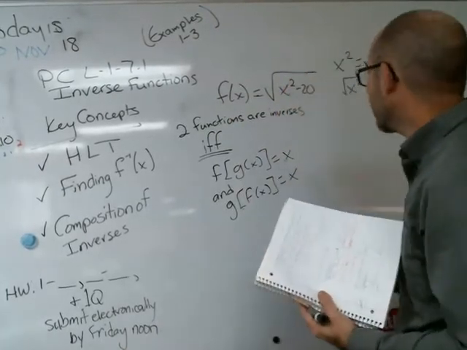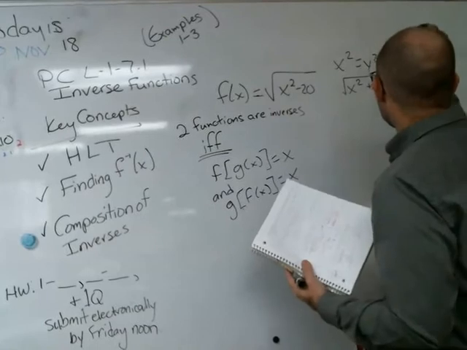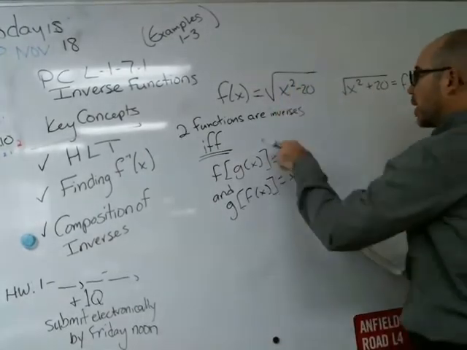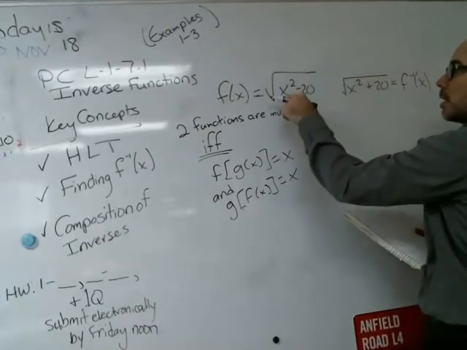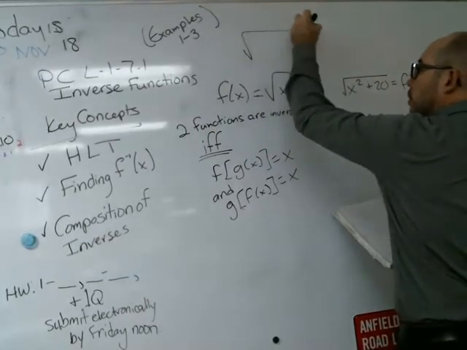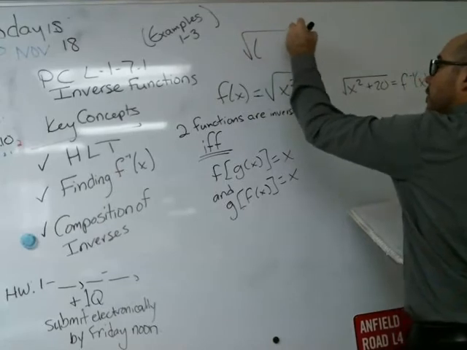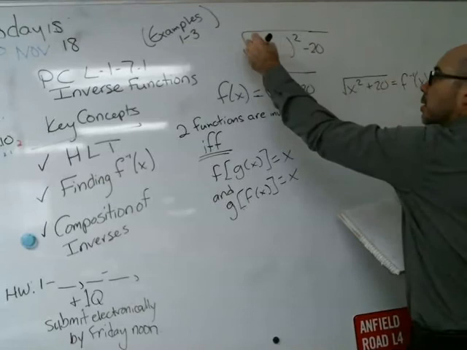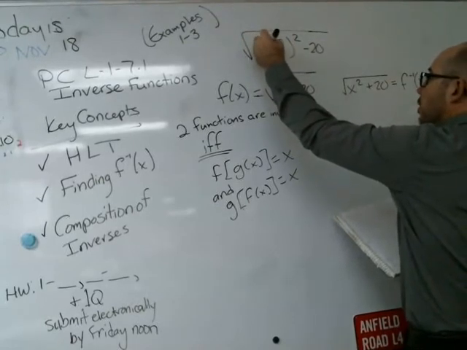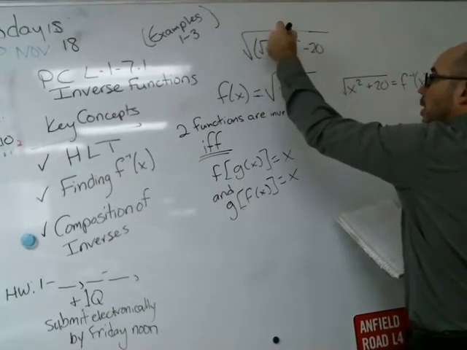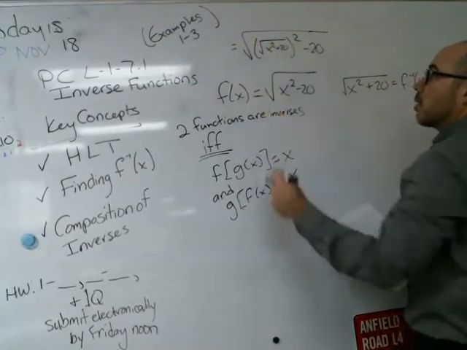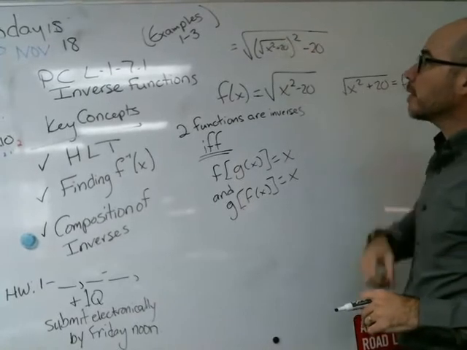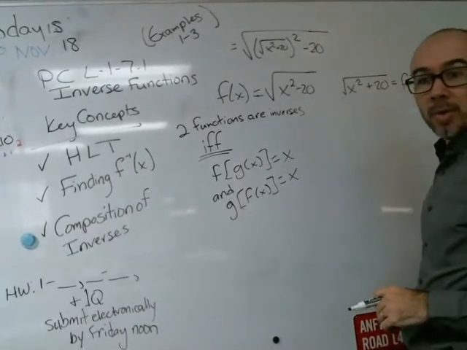So I'll take this first one here and see if I can do it with these two functions. Let's plug this equation into this equation. I'm going to leave a space there for squaring. I'll take the square root of x squared plus 20 and plug it into this equation and see what we get. I'm taking the square root of a square, so the square root and the square will cancel each other out.